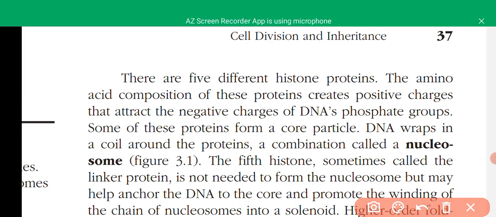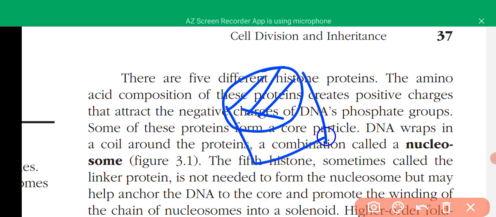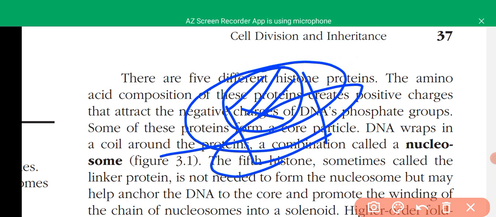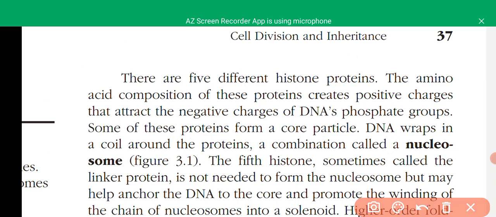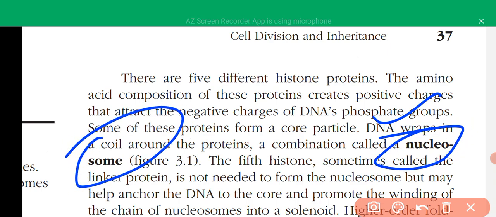And how it is helpful for DNA to be wrapped around a particular type of histone protein is that histone has a positive charge, and DNA phosphate has a negative charge, so it is attracted to it and easily wound around it, and it is attached to it. And DNA which is wrapped around a histone in this manner is called a nucleosome.